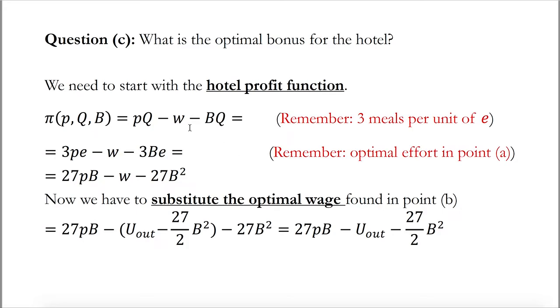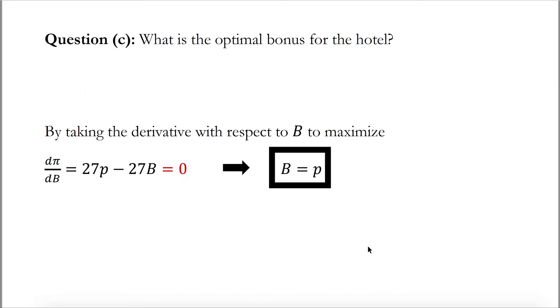So again, first step, substitute Q with 3E. Then second step was to substitute E with the optimal level of effort. And then substitute W with the optimal fixed wage offered by the hotel. And then what do you obtain? We obtain this hotel profit function.